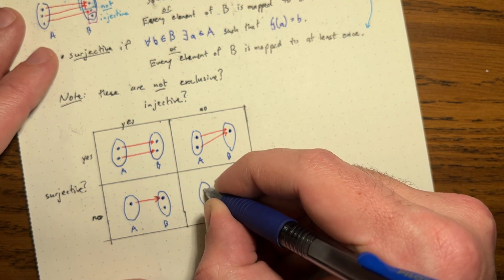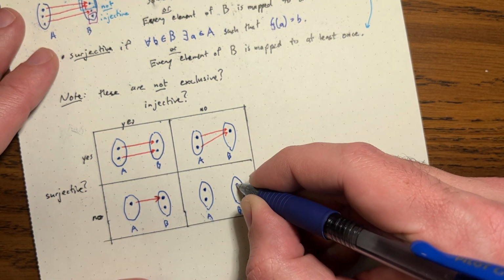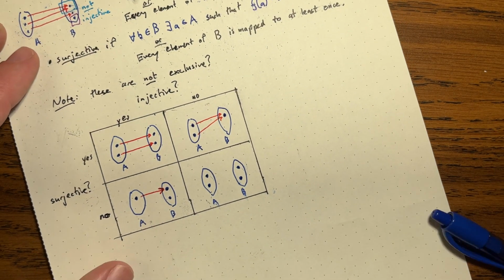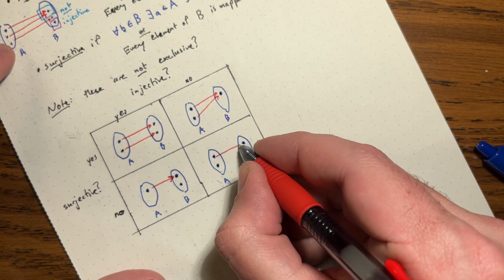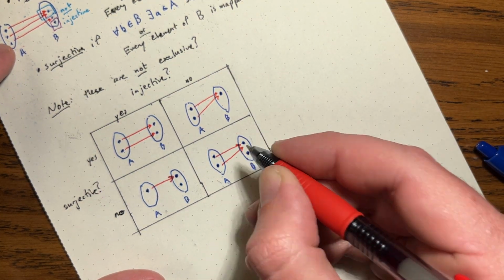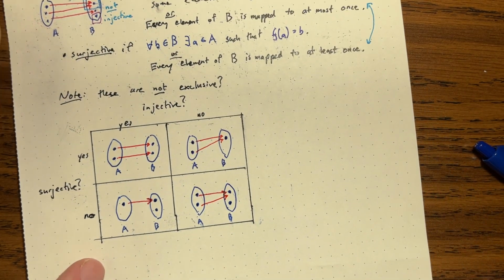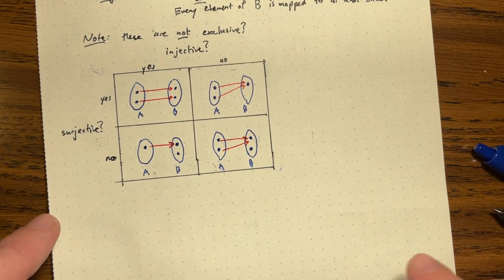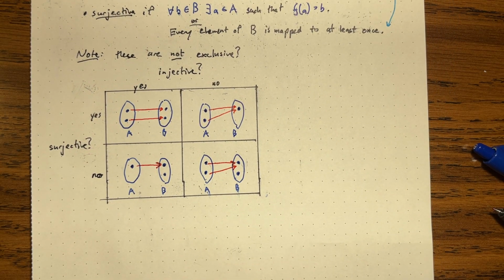If we want to do neither, then, well, let's have both of these going there. That makes it not injective, and then we'll just have nothing going to there. So it's not surjective either. So those are some examples.